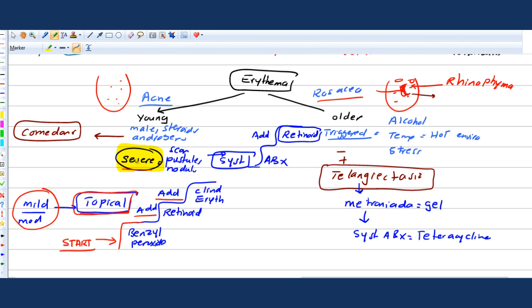In systemic, you mean? In systemic, the first choice you will go with antibiotic, Alex. All right, and then you will add retinoid. So the retinoid indication is after antibiotics and severe.